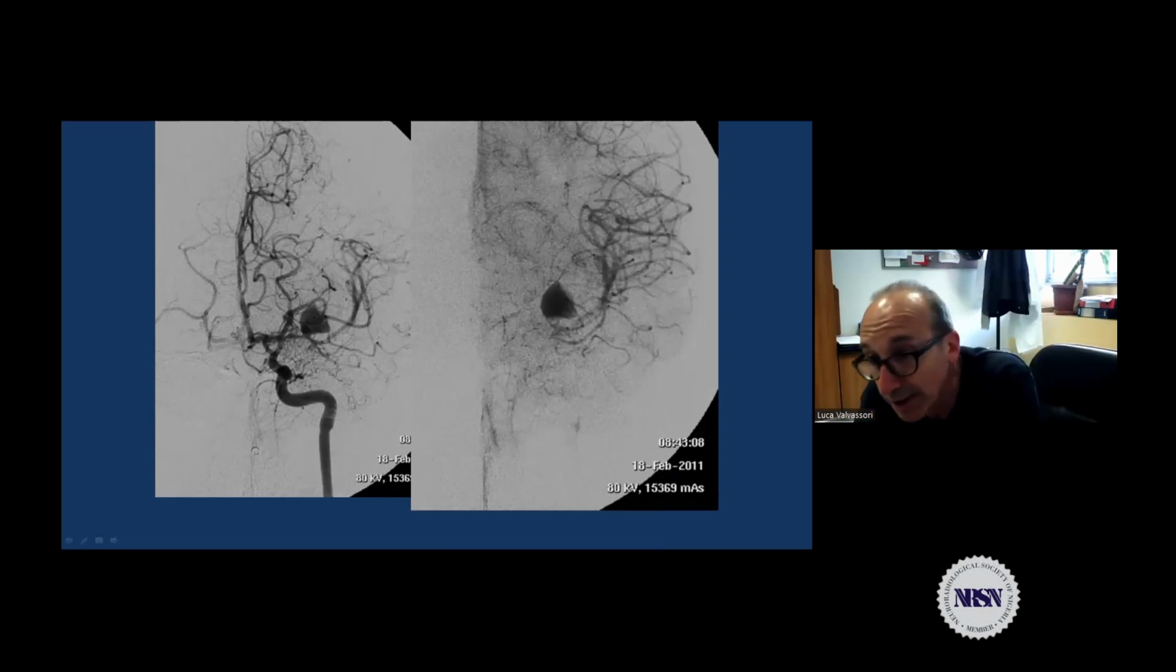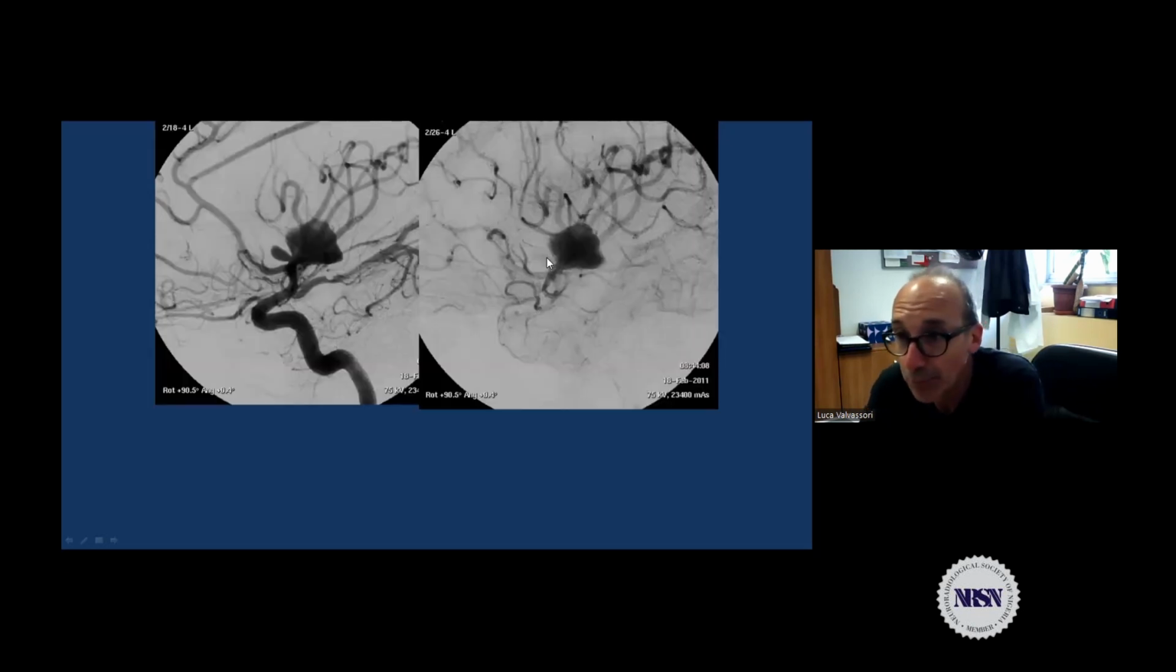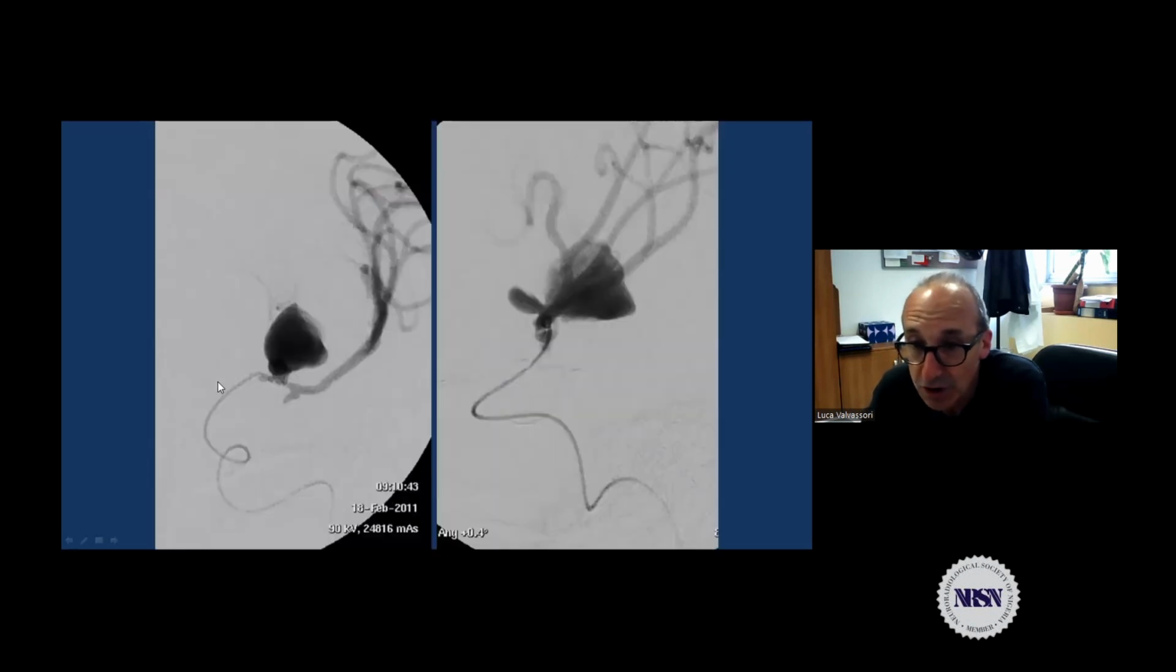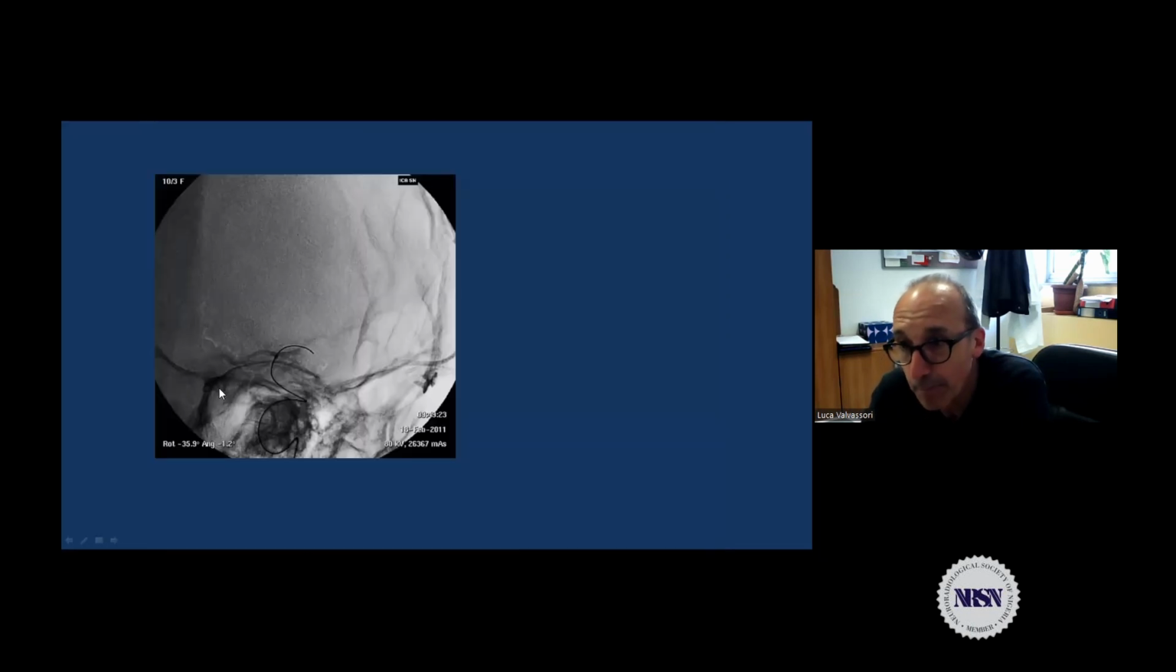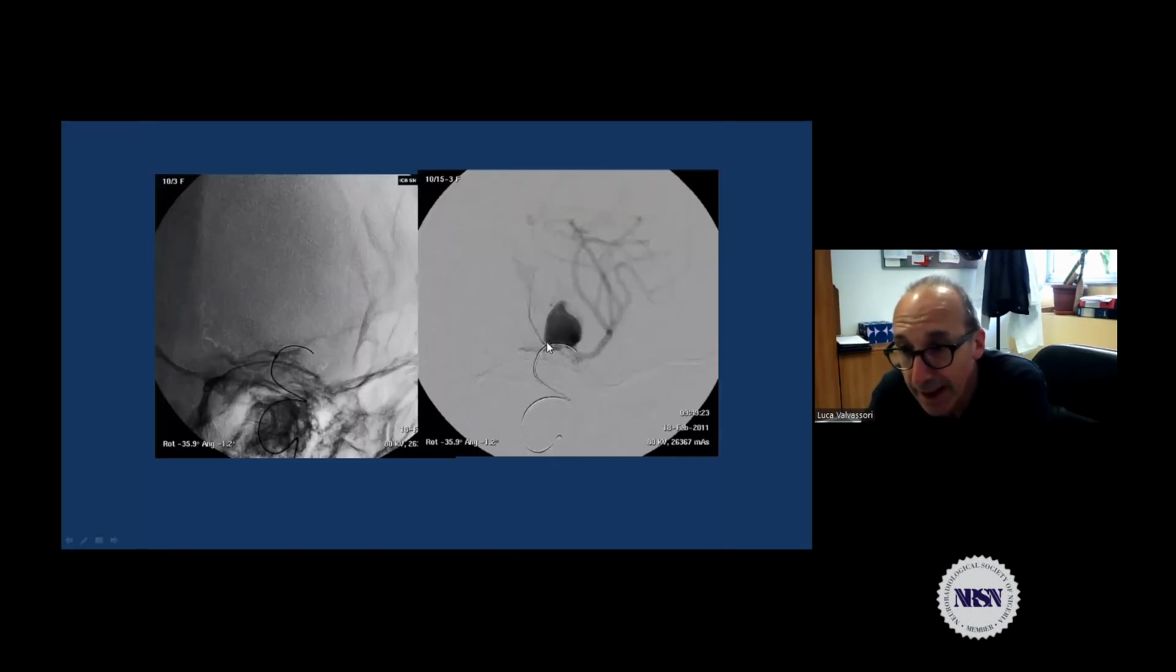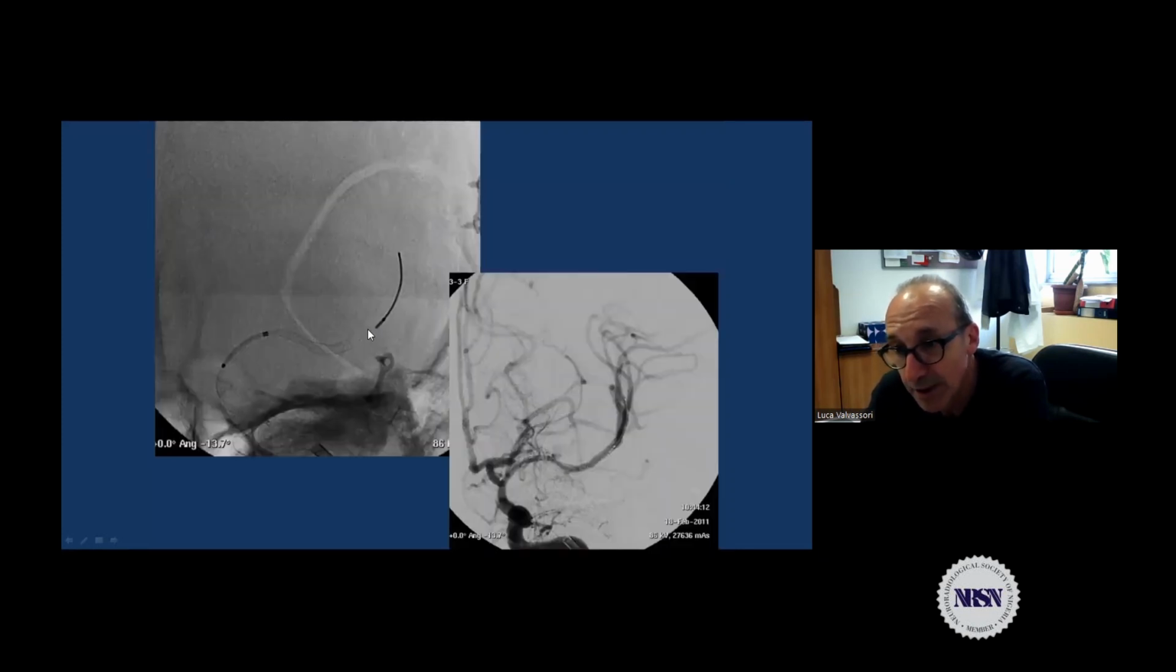What can we do here? Difficult. This is basically a sac without a proper wall, as with all dissecting aneurysms. This is the lateral view. So we go up with the microcatheter, we pass by the aneurysm, we go further on with the guide wire and with the microcatheter, and we deploy this flow diverter.